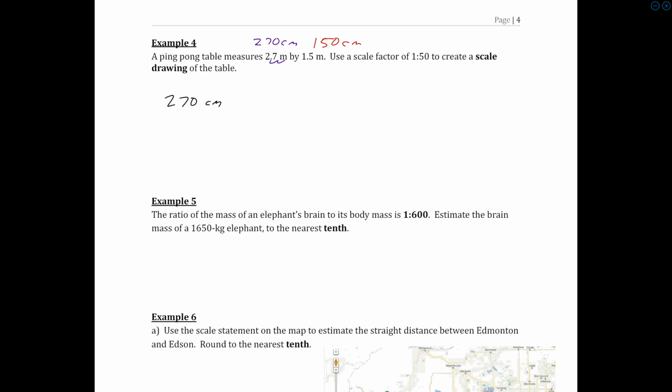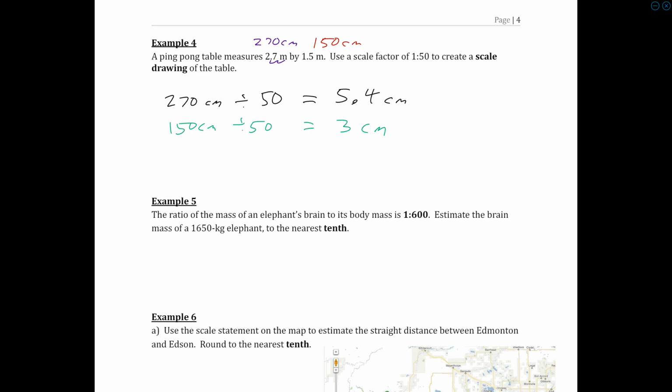Oh, no, I'm not. So, 270 divided by 50, right? The drawing needs to be smaller than the actual ping pong table. So 270 divided by 50 ends up being 5.4. And similarly, 150 centimeters divided by 50 ends up being exactly 3 centimeters. So my sides are going to be 5.4 centimeters by 3 centimeters.